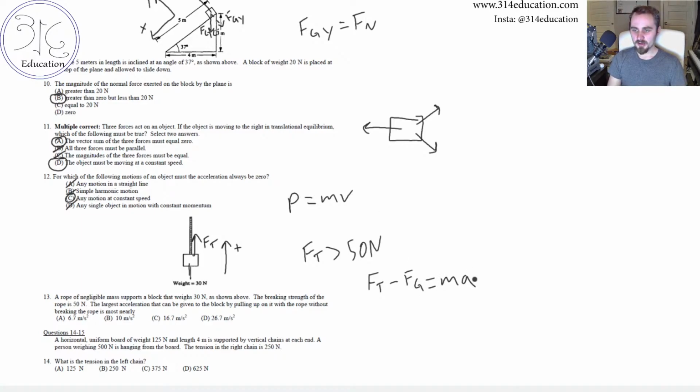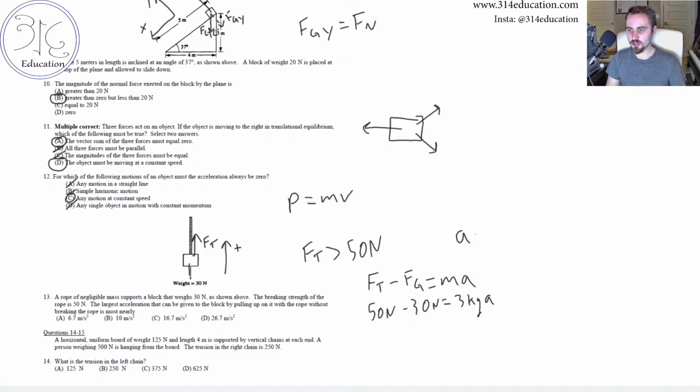So this is going to equal our mass times acceleration. Now we're going to look for the limit when FT equals 50. So we'll have 50 newtons minus 30 newtons is equal to, what was our mass? If we estimate g is 10, our mass would be 3 kilograms, because our gravity force is 30 newtons, and 3 times 10 is 30. And then this is our acceleration, which is what we want to find.